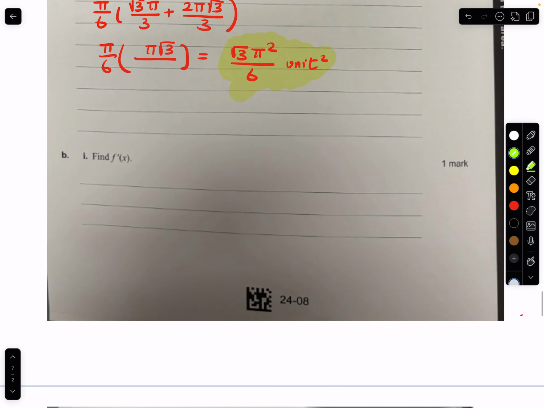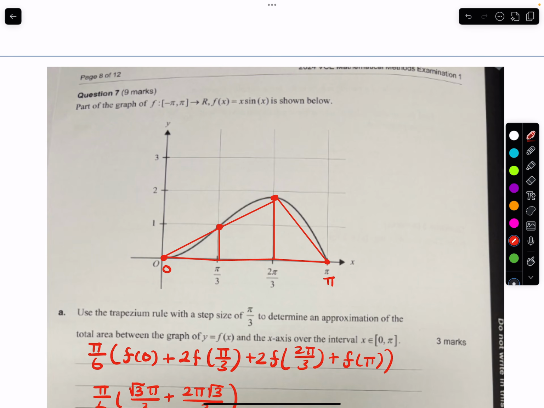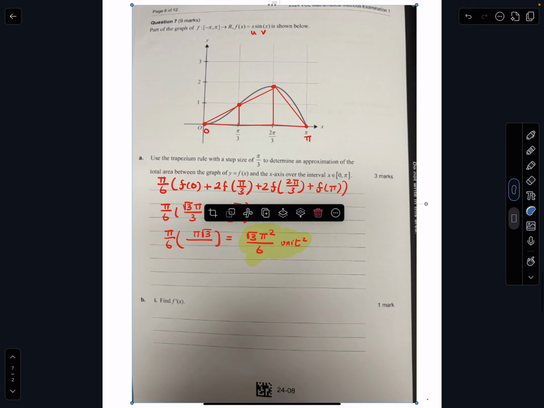So next question, find f dash of x. Easy. So it was just a product rule. So, okay. So just let's do it here. f dash of x is what? So remember, this is your u and this is your v. So u is x, v is sine, which is cos, plus then derive x, which is 1. So basically it's this. I'm just going to kind of take this here and copy it. Cut it. Put it here.